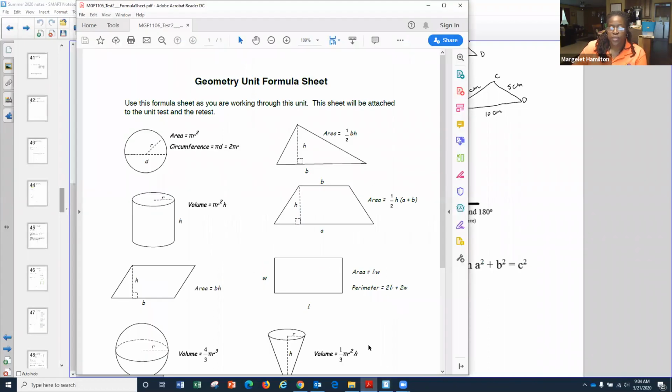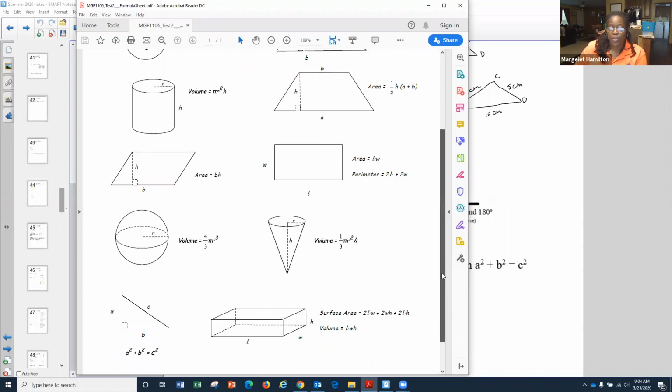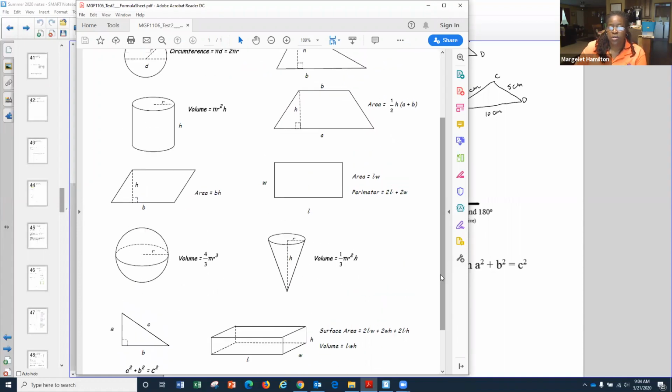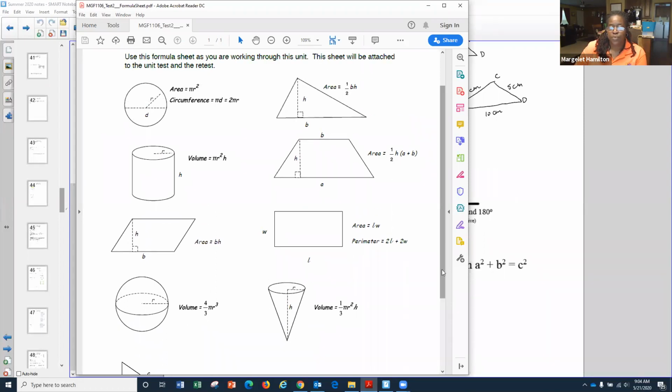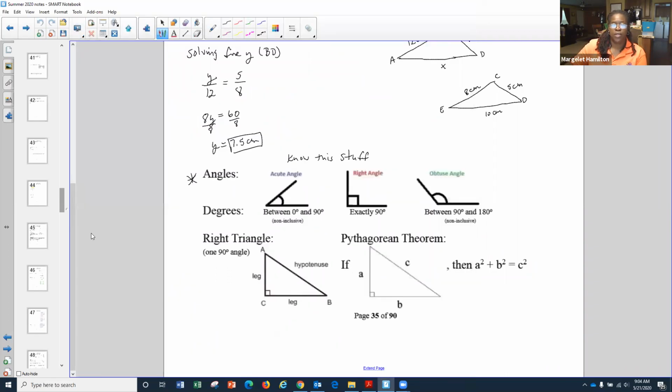Remember that you're going to be using your formula sheet while you're doing your homework, and you're going to be given this formula sheet on your test. So you don't have to bring it to the test, but your instructor will have it there for you, right? So we'll be reflecting on that as we go along today.